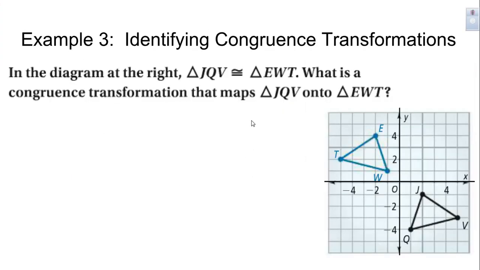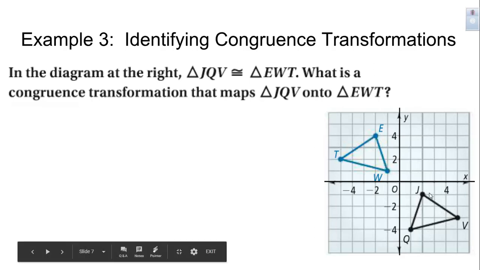All right, so example 3, identifying congruence transformations. In the diagram at the right, triangle JQV is congruent to triangle EWT. What is a congruent transformation that maps triangle JQV onto EWT? So we're going to start with J, Q, and V, and we're going to map it onto this.